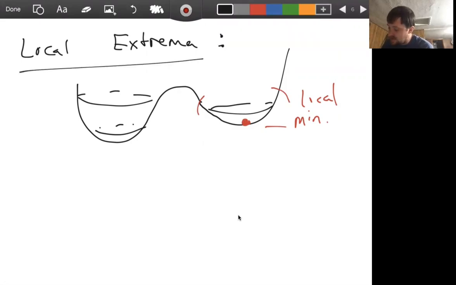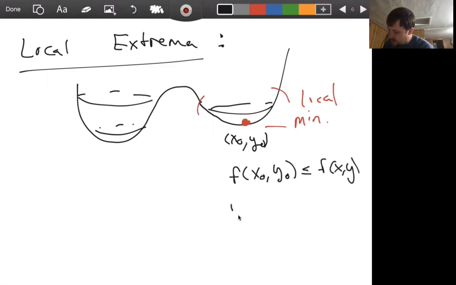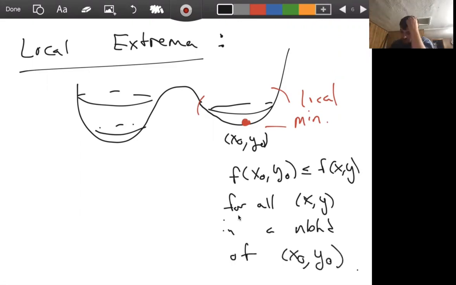Here, let's say this is the point x naught, y naught. Well, a local minimum is f of x naught, y naught is less than or equal to f of x, y for all x, y in a neighborhood of x naught, y naught, right? And so this is a local min. It means you look at the value of the function at this point, and it should be the smallest value of the function in a nearby neighborhood.